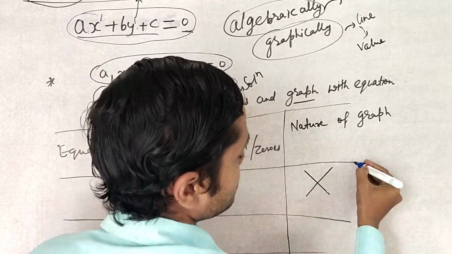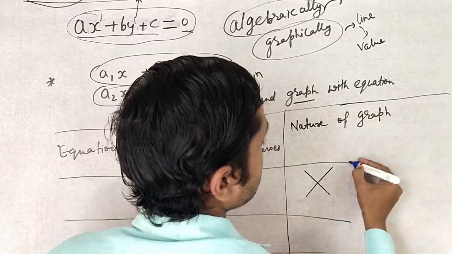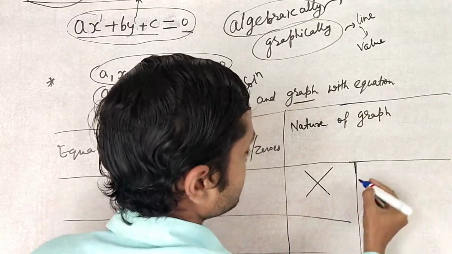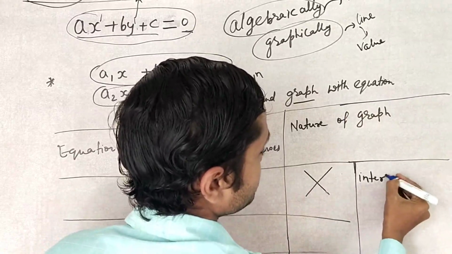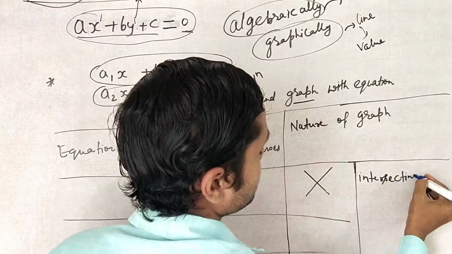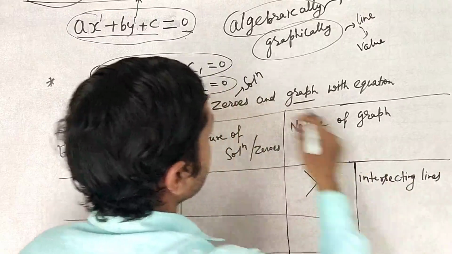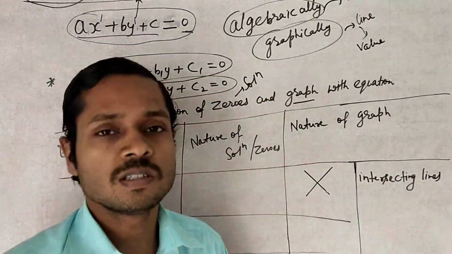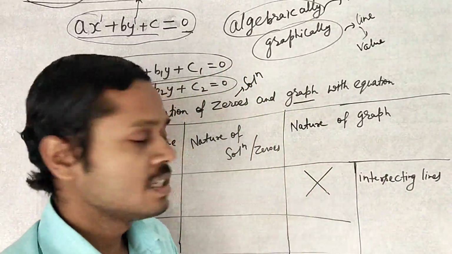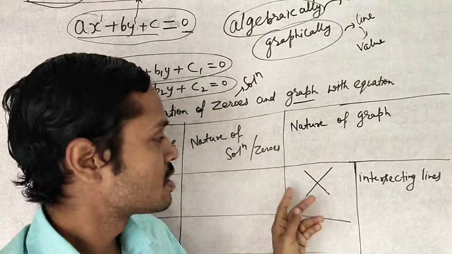This is called intersecting lines. Look at there. If we are solving the two types of equations, then we are getting what? This type of lines. Clear? This is called intersecting lines.